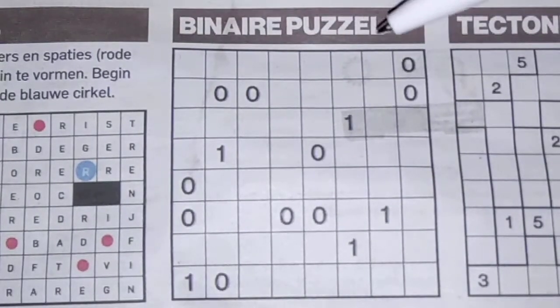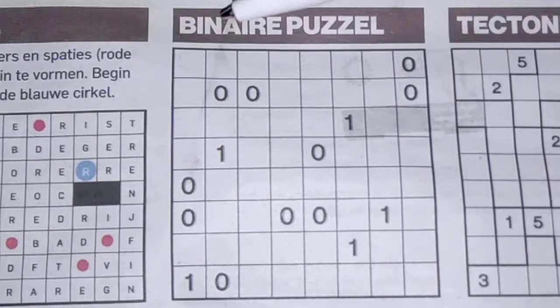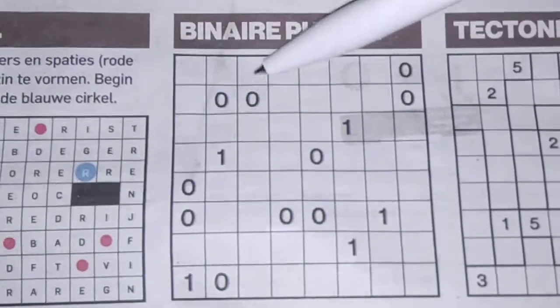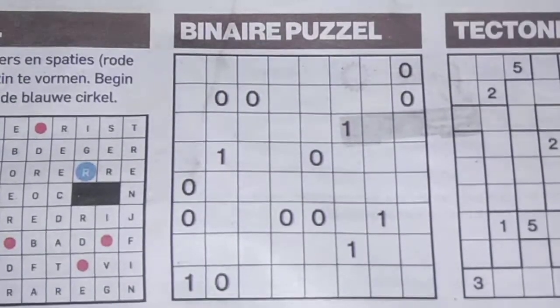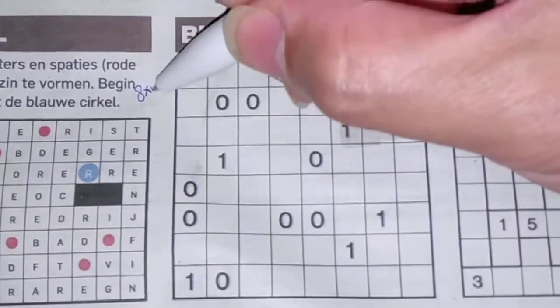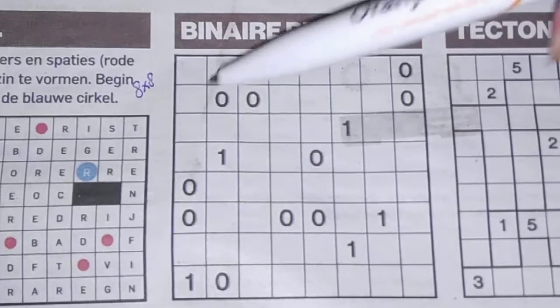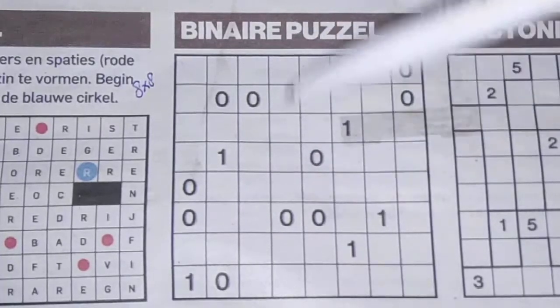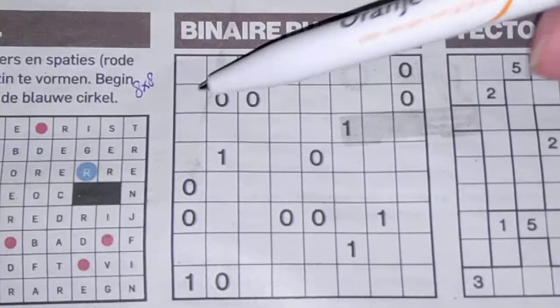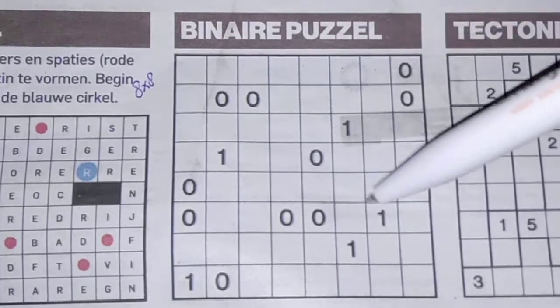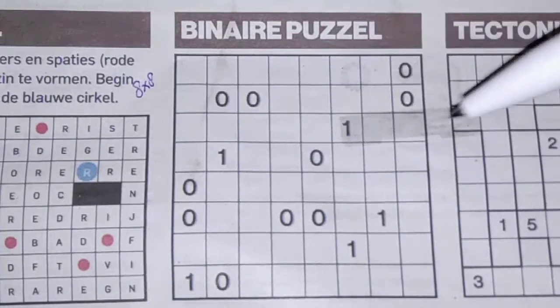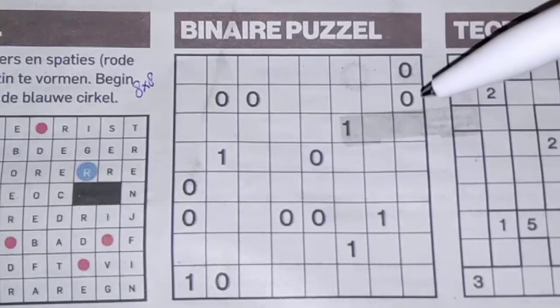What kind of binary puzzle is this? Let me count first. 1, 2, 3, 4, 5, 6, 7, 8. It's an 8 by 8 binary puzzle. That means a 4 in a row or in a column. There will always be 4 O's and 4 1's. Alright, so let's get started.